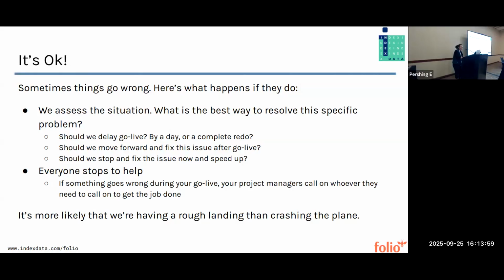So sometimes things go wrong, and here's what's going to happen if they do. So the first thing that's going to happen is we're going to assess the situation. So what's the best way to resolve this exact problem? And we don't know what that problem is yet because hopefully it's not going to happen. So some of the options we have are delaying the go live. We can delay for a little while, or we can actually just say, actually, we're going to bail. We're going to do a complete redo, and that's okay. We'll reschedule. And you go back to using your legacy system if you can, and we start all over again.